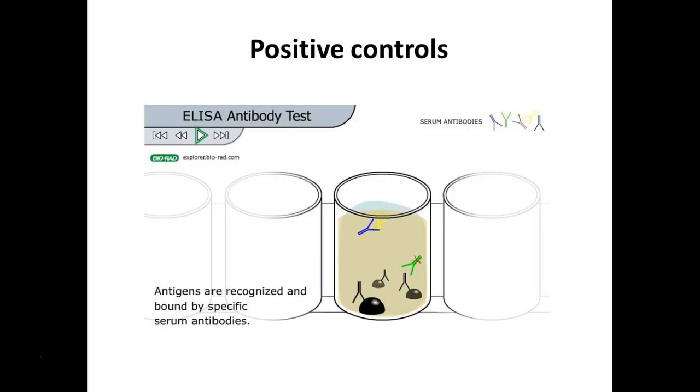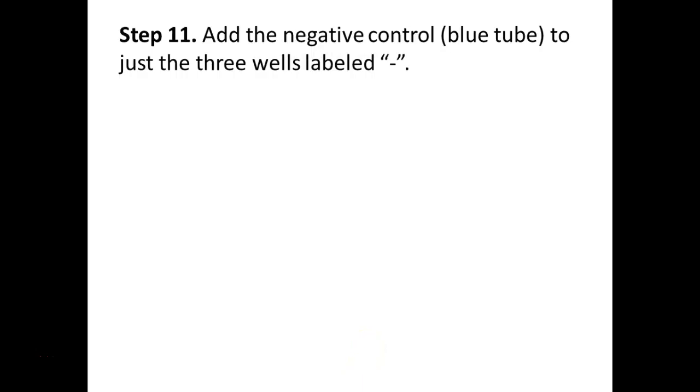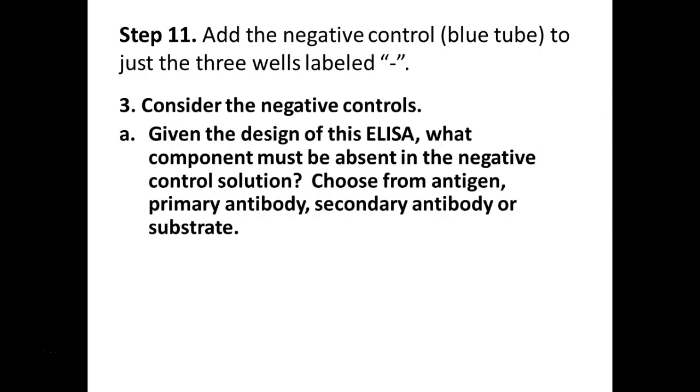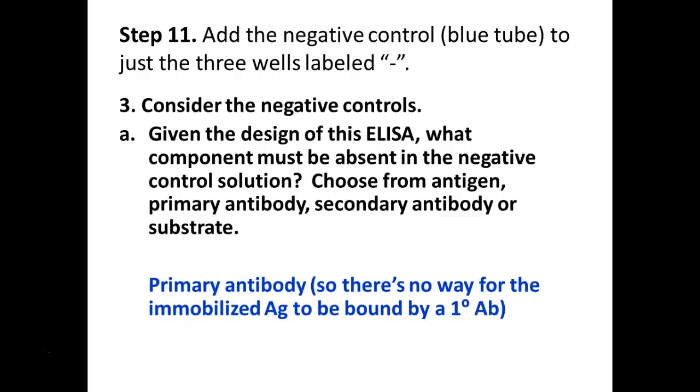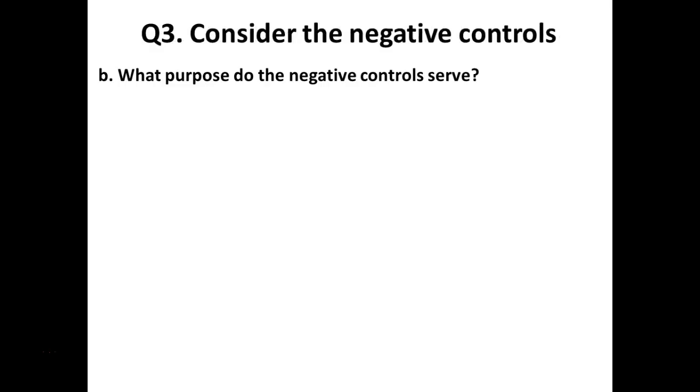The antibody, right? The primary antibody that binds to the antigen. So it would look like this: antigen, antibody. Negative controls, right? What's not going to be in the negative control? What do we leave out that makes it negative? Which antibody? Primary. No primary antibody, right? Why do we do that? Why have negative controls?